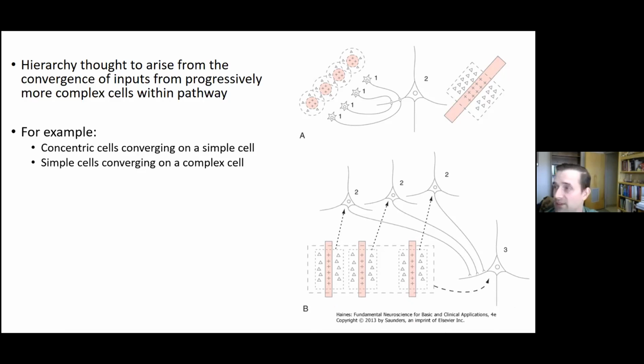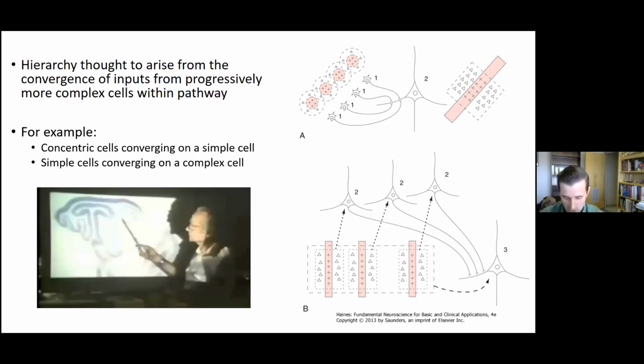like this pyramidal cell designated as number 2, and therefore gain a simple receptive field. You can also have simple cells like these pyramidal cells denoted by number 2 in image B, converging on a complex cell like this larger pyramidal cell number 3, and therefore get a complex receptive field.